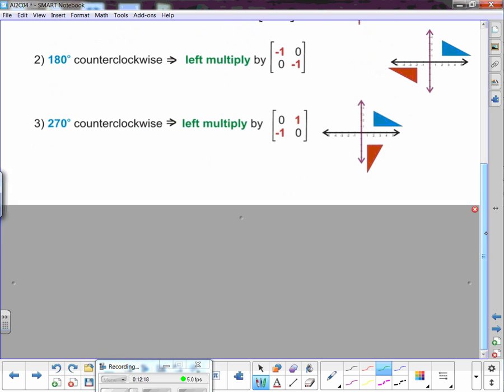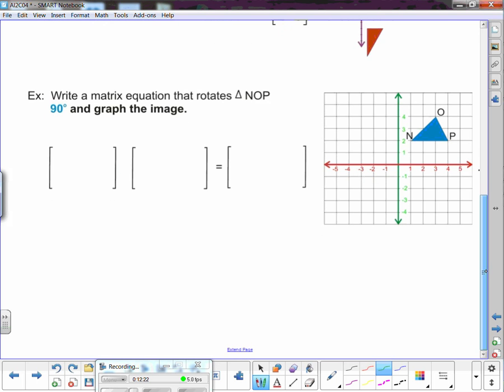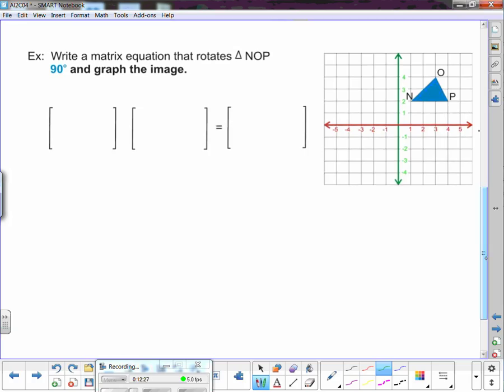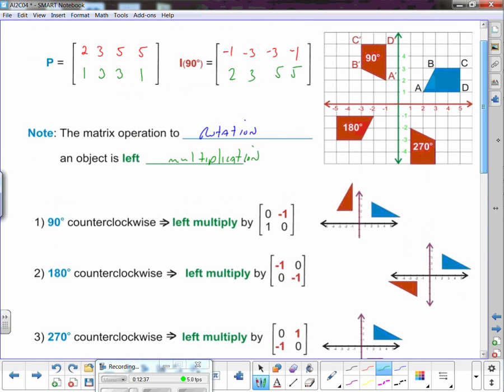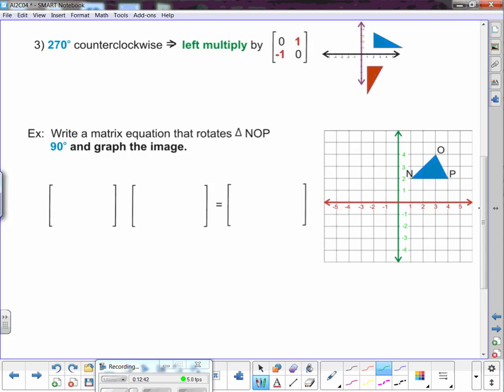Right. Hopefully you caught that. Some didn't. All right, rotate it 360, you're right back where you started. Okay, so I'm going to pause. I want you guys to write the matrix equation that's going to rotate this. That one up there is 90. Let's go 180 and graph the image. Remember, left multiplication, okay? Go ahead, see what you can do.